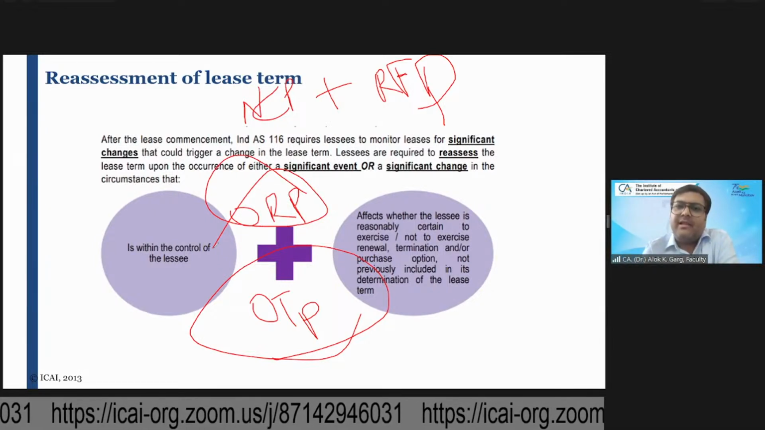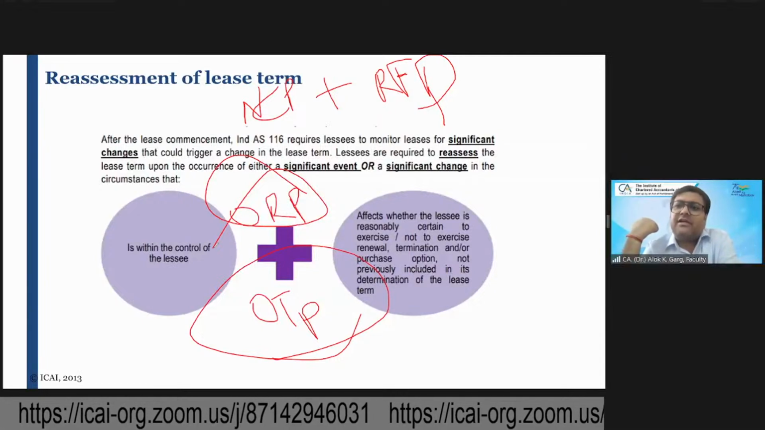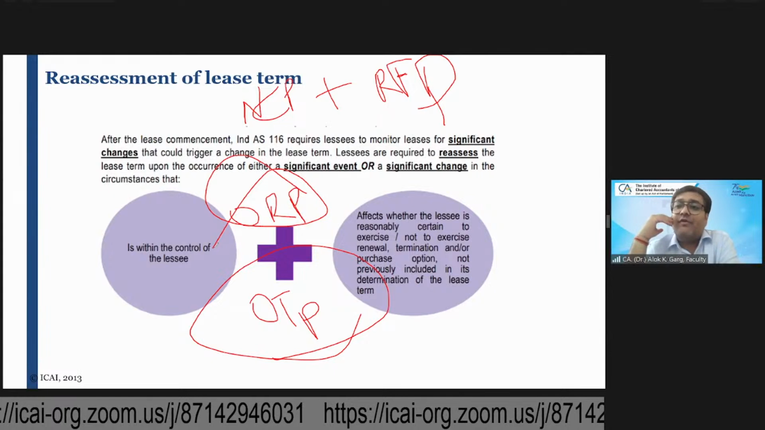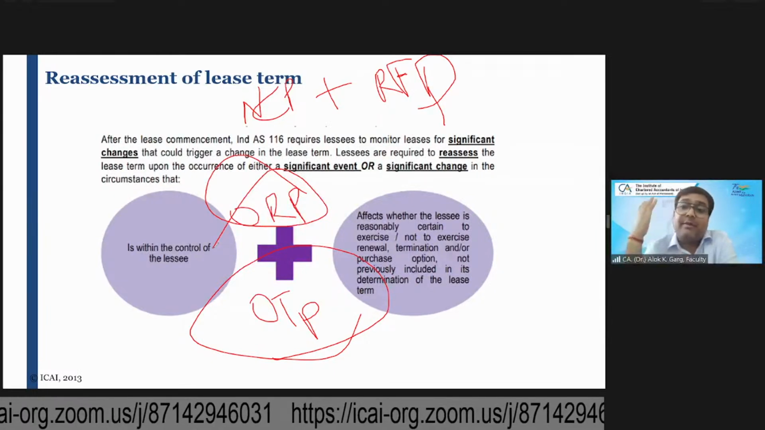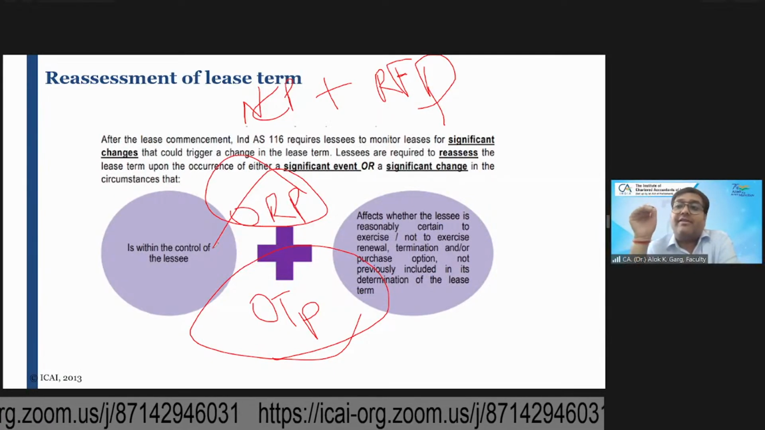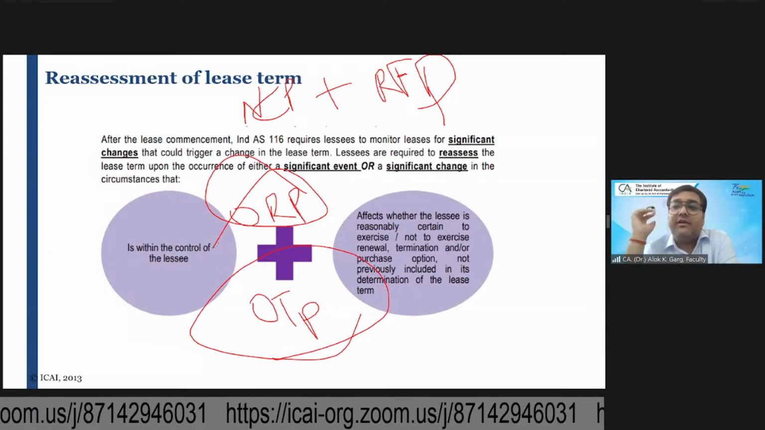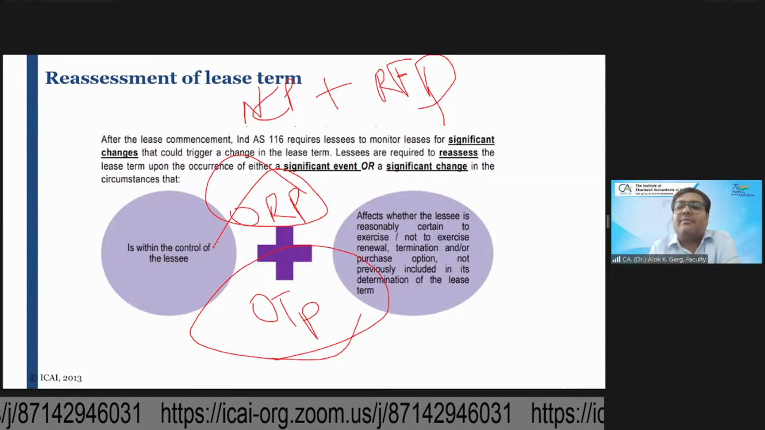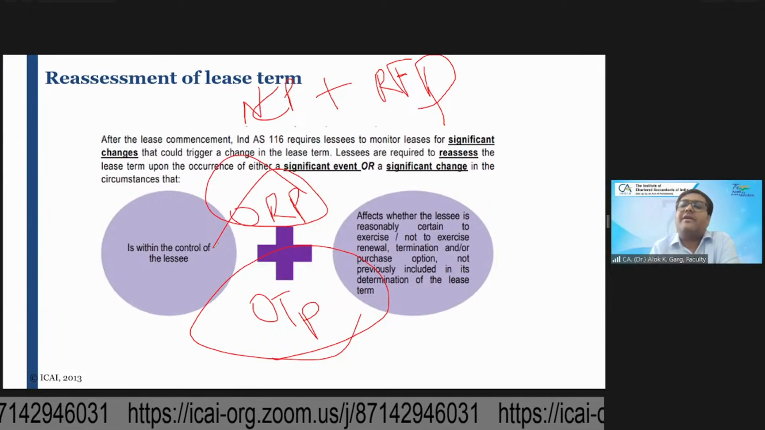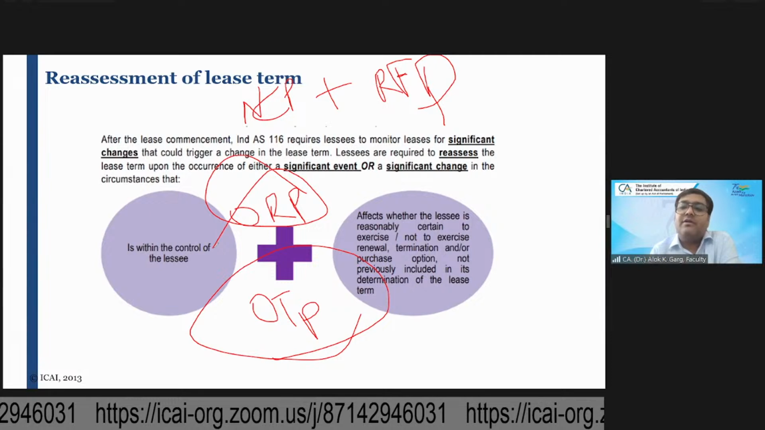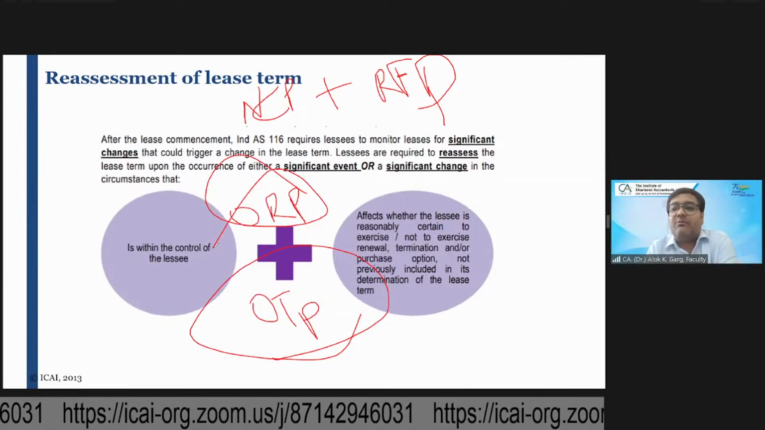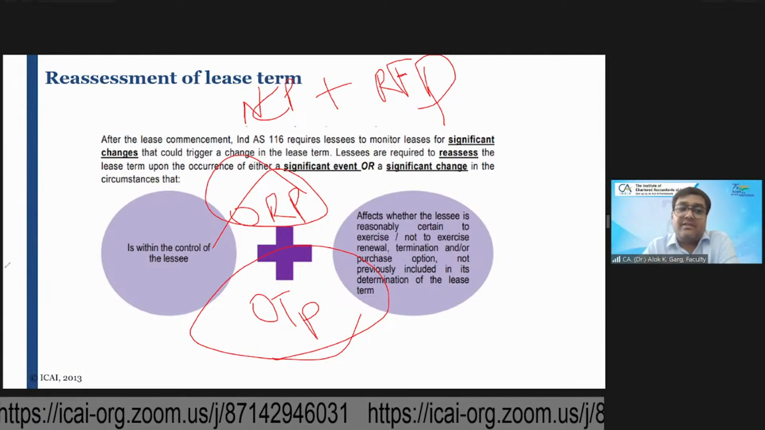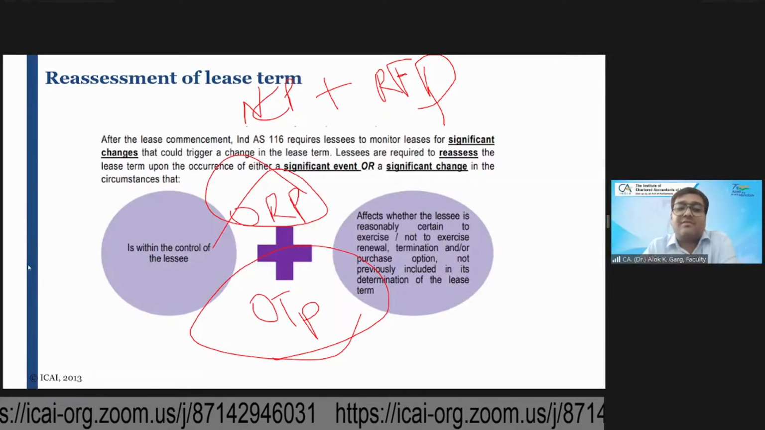For example, I have seen companies which entered into long-term leases before COVID, and probably those companies also covered the renewal period and termination period while computing the lease term. But when COVID came, the companies early terminated the contract, right? They vacated the premises. They gave a long-term work from home to the employees. Friends, this is a significant change in the circumstances, which requires a reassessment, right?